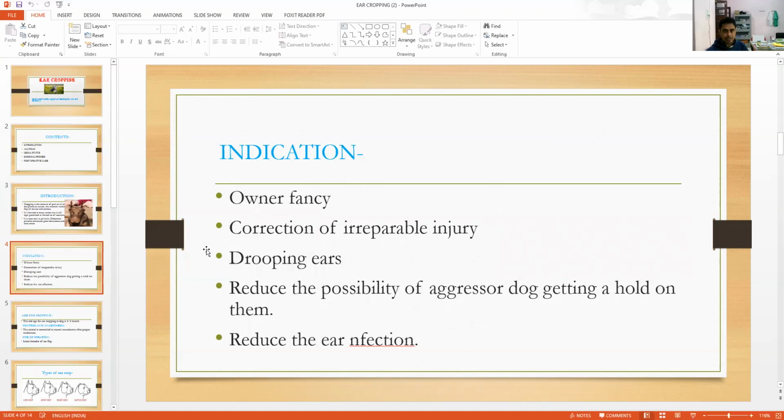Then many times it is done for correction of irreparable injury. If a dropping ear is there in many breeds, this is also recommended. It also reduces the possibility of aggressive dogs getting a hold on the ear, and reduces the chances of ear infection. This surgery is also recommended to reduce infection in the ear canal.